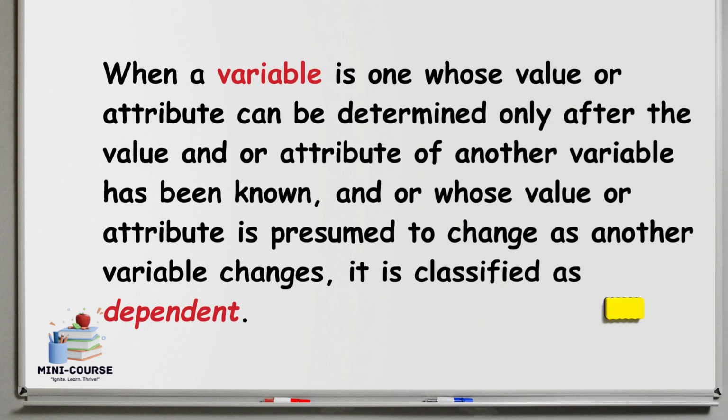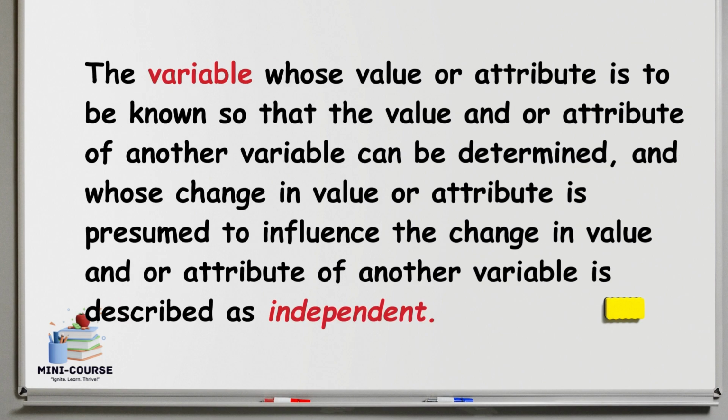When a variable is one whose value or attribute can be determined only after the value and/or attribute of another variable has been known, and/or whose value or attribute is presumed to change as another variable changes, it is classified as dependent. The variable whose value or attribute is to be known, so that the value and/or attribute of another variable can be determined, and whose change in value or attribute is presumed to influence the change in value and/or attribute of another variable, is described as independent.